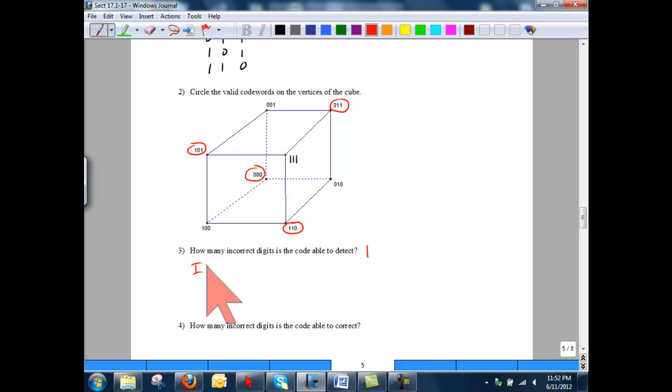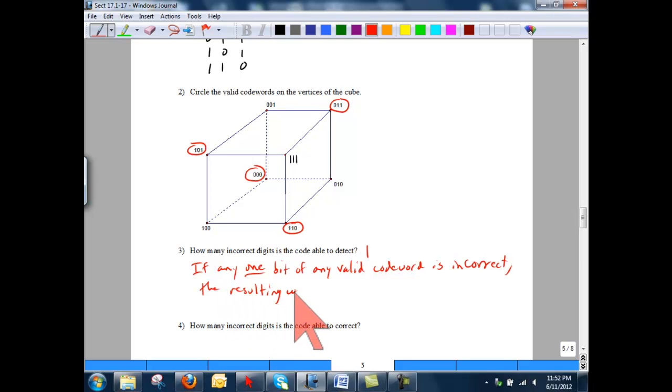So to write something down about that, if any 1 bit of any valid code word is incorrect, the resulting word will not be a valid code word.